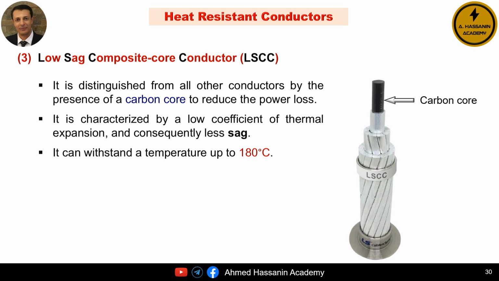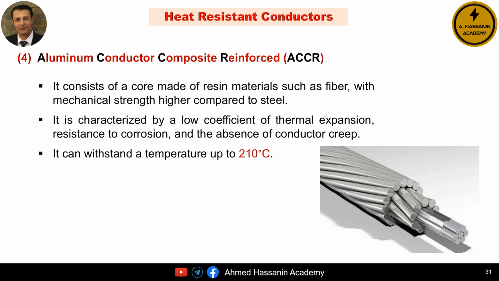It can withstand temperatures up to 180 degrees Celsius. The fourth type of heat-resistant conductor is the aluminum conductor composite reinforced, ACCR. This type of conductor has a core made of resin-based materials such as fiber composites, which possess very high mechanical strength compared to iron or steel.